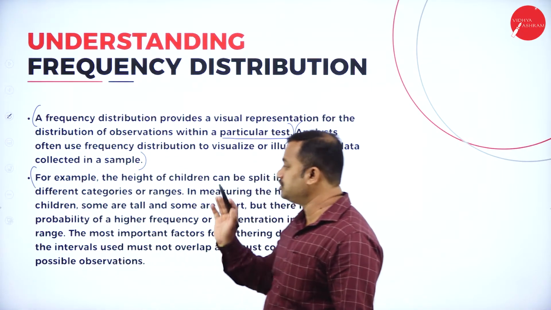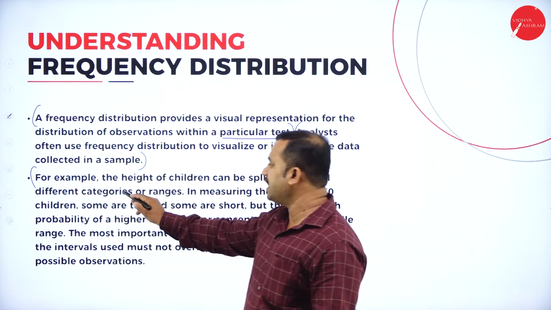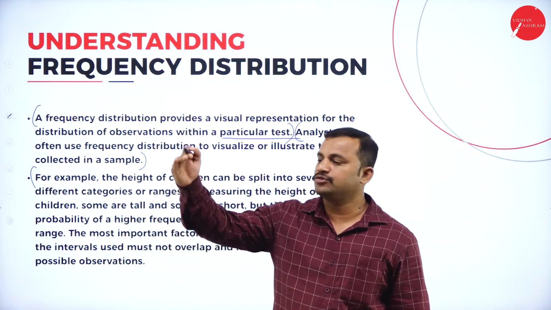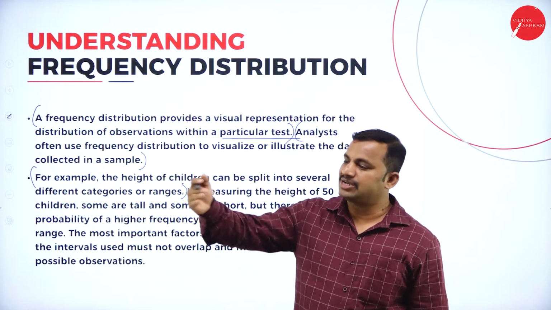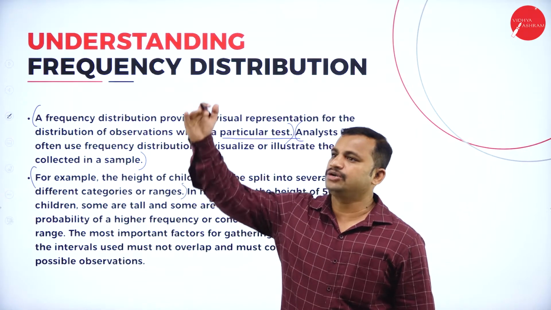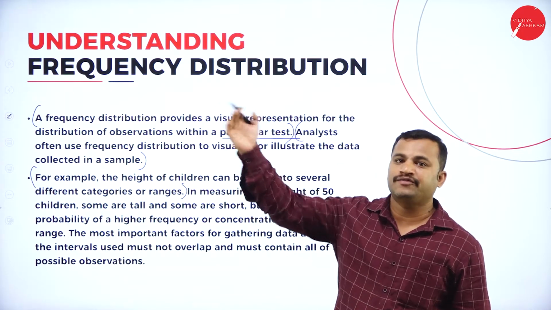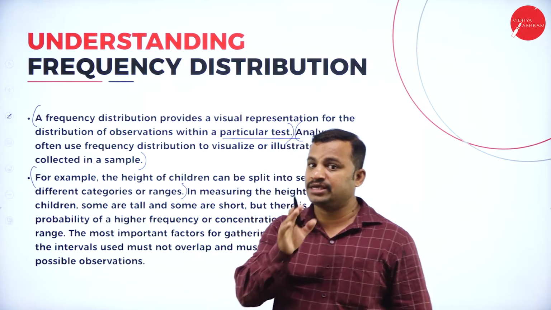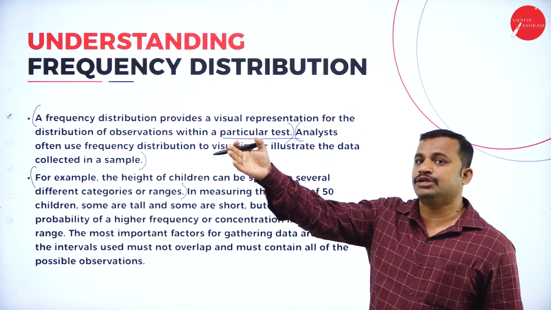Another example I can consider here is the height of children, which can be split into several different categories or ranges. That is the class 5 to 7. What is the height of a student? How many students are in the range of this height to that height? From class 7 to class 10, what is the height of a student and how many students are in the range of that? That is considered as a grouped set of data items whose frequency distribution is considered there.